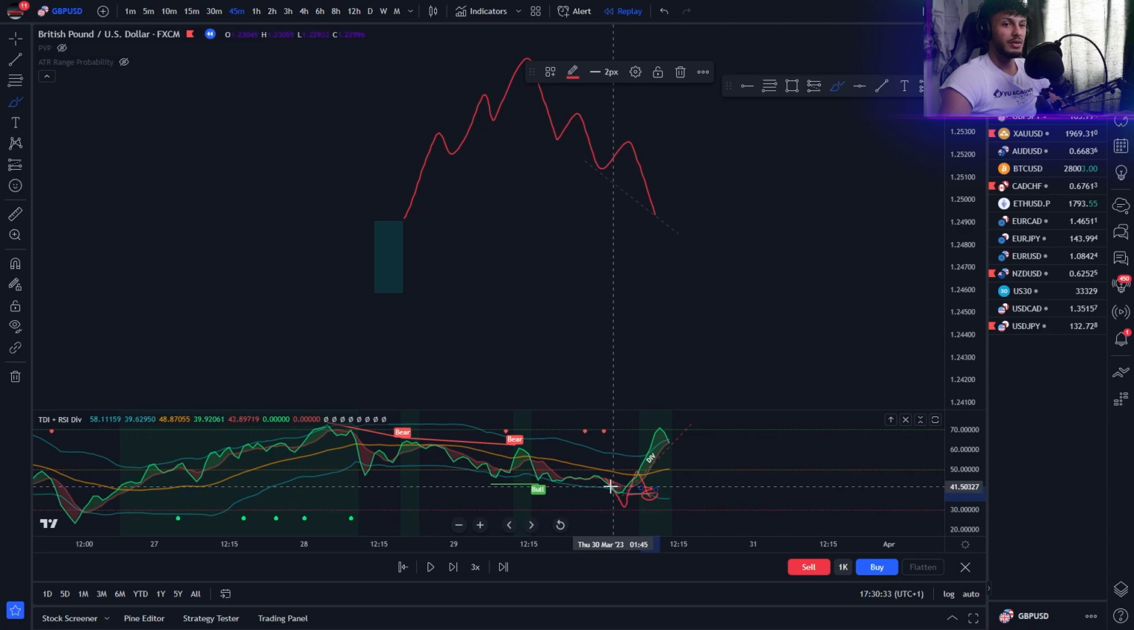So break out outside of the band, come back into the band, and then retest the line once again, and then I like to buy. And as we reach the blue line again, as we reach the top band, then this is probably a good time to potentially partial profit or take profit, whatever.